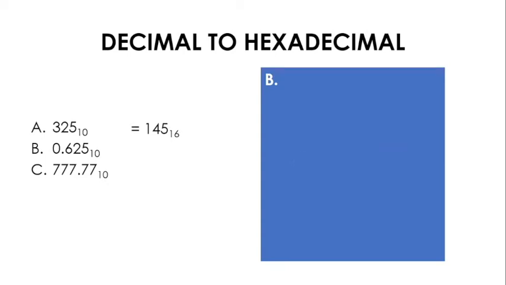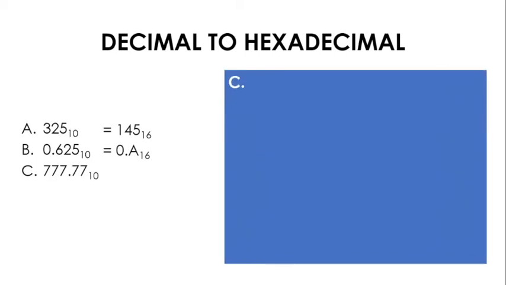For the next example, we will be multiplying 0.625 by 16, and the answer will be 10.0. Since the fractional part is already 0, we will stop right here and rewrite the answer. So the hexadecimal equivalent of decimal 0.625 is 0.8 hexadecimal.